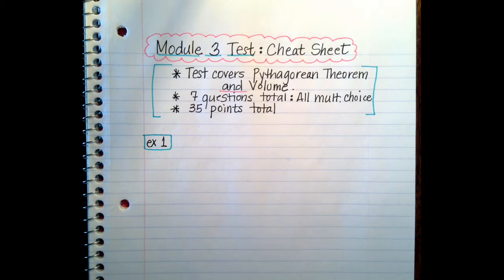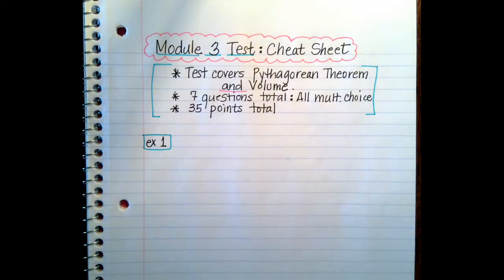So, I bet those problems we go over today are going to be super similar to the ones you see on your test. The test will cover the Pythagorean theorem as well as volume. So you want to make sure that you're comfortable with the Pythagorean theorem as well as the volume of cylinders, cones, and spheres. As I said before, there will be 7 questions in total, and all of them will be multiple choice for a total of 35 points toward your grade. So this Module 3 test will be graded on accuracy, not just completion. All right, let's dive in.